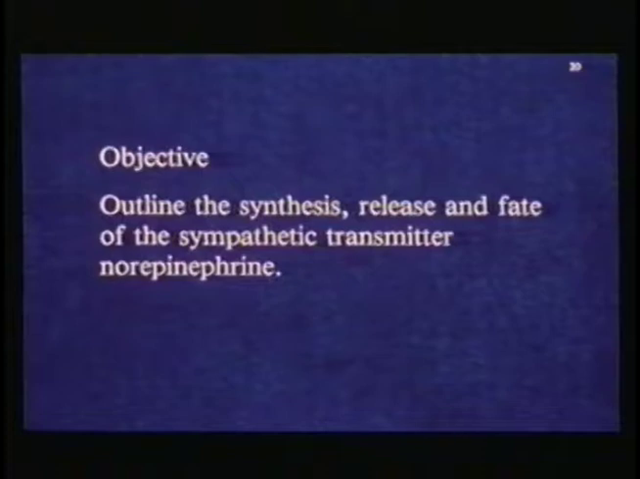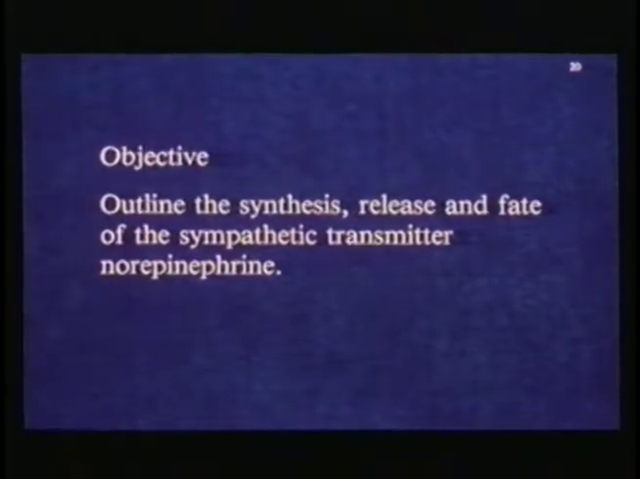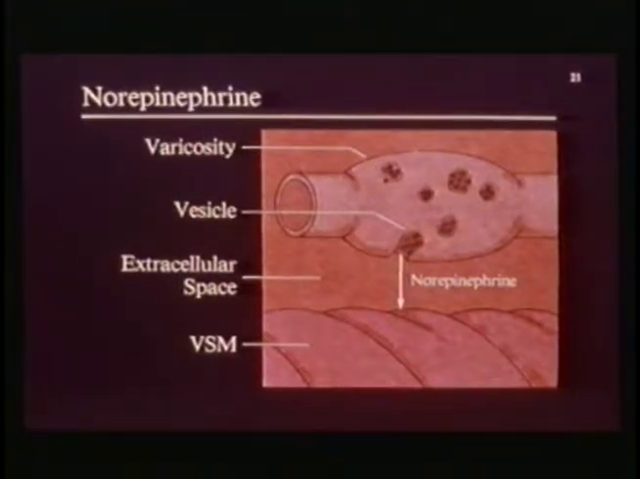20. Your next objective is to be able to outline the synthesis, release, and fate of the sympathetic transmitter norepinephrine. 21. The nerve varicosities contain storage vesicles filled with norepinephrine, which is synthesized by the nerves. Norepinephrine is the transmitter that acts on vascular smooth muscle. When an electrical impulse travels down the nerve, the storage vesicles fuse with the cell membrane and release norepinephrine into the extracellular space.